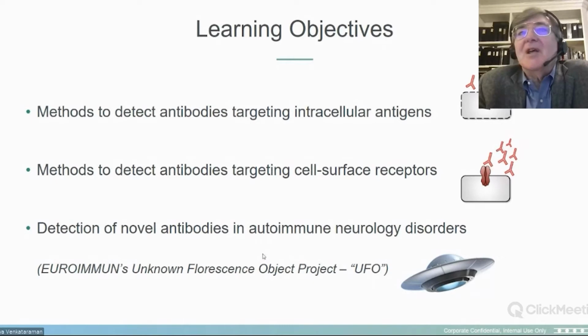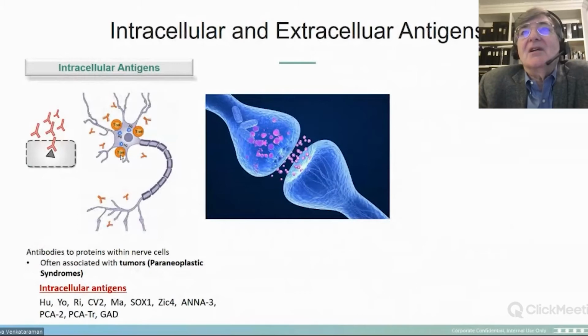And finally, we're going to talk about a very interesting, very exciting initiative within the EUROIMMUN research establishment to look for novel antibodies in autoimmune neurological disorders. And as we'll see, these methods can be applied broadly. So as Dr. Kashin pointed out, the intracellular and extracellular antigens present different pathogenesis in a neurological disease.